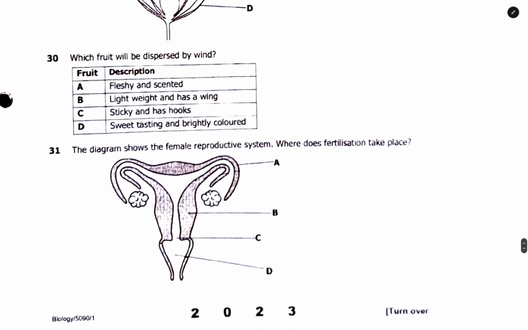Which fruit will be dispersed by wind? For the fruit that is dispersed by wind, also look at the methods of dispersal and how they are dispersed. That could be the best material to study. The one that is dispersed by wind should be light, should not be heavy, and of course should have an umbrella-like shape or wings. So the answer is B, light and has wing.